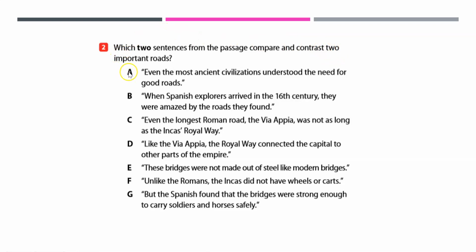So choice A, even the most ancient civilizations understood the need for good roads. Does that talk about the two roads? So that can't be it. B, when Spanish explorers arrived in the 16th century, they were amazed by the roads they found. Does that talk about two different roads? Nope. And B is not it.